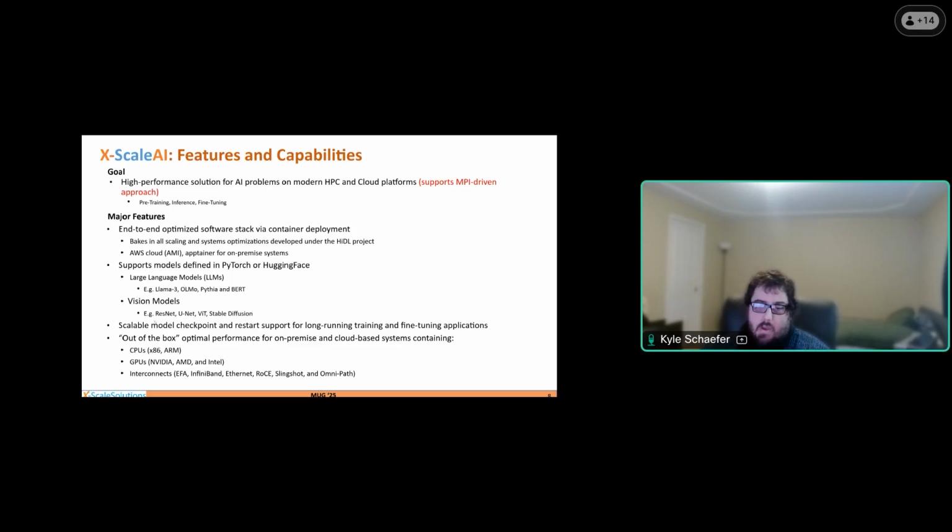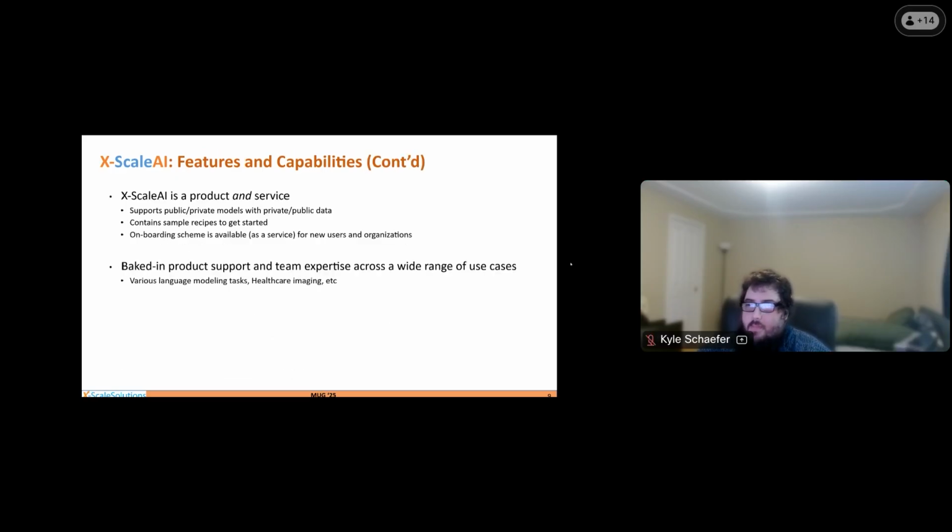So the next product we'll talk about is X-Scale AI. It's a high-performance solution with deep introspection for AI applications. The goal is a high-performance solution for AI problems on modern HPC, so on-premise and cloud systems. We support pre-training, inferencing, and fine-tuning. And then some of the major features include end-to-end optimized stack with deployment via containers and AWS AMI instances. And then we also bake in all the scaling and system optimizations developed under the HighDL project.